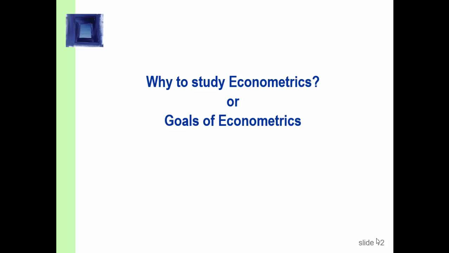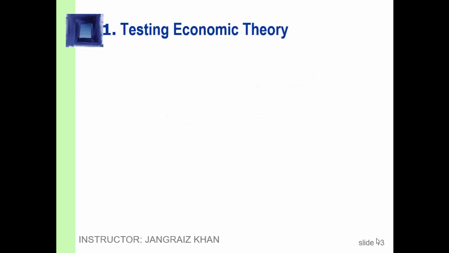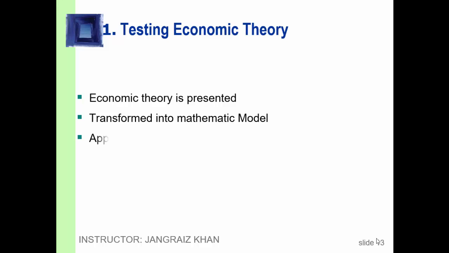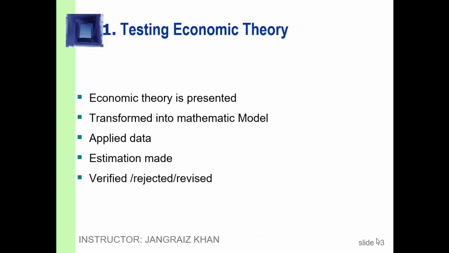The question arises why we study econometrics, or what are the goals of econometrics. The first aim of econometrics is testing economic theory. If you recall the definition of econometrics, we define econometrics as the field in which economic theories are verified through mathematical and statistical tools. So what happens in econometrics is that first an economic theory is presented. It is one of the foremost goals of econometrics to test the economic theory.